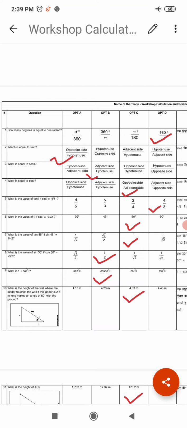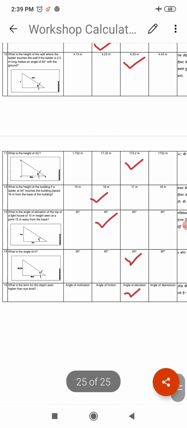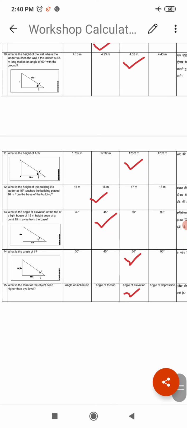What is 1 plus cot square theta? It is cosec square theta. Next, what is the height of the wall where the ladder touches the wall, if the ladder is 2.5 meter long and makes an angle of 60 degree with the ground? It is 4.33 meter. Answer is C. Next, what is the height of AC? It's 173.2 meter.